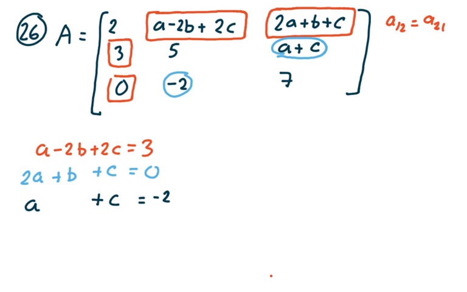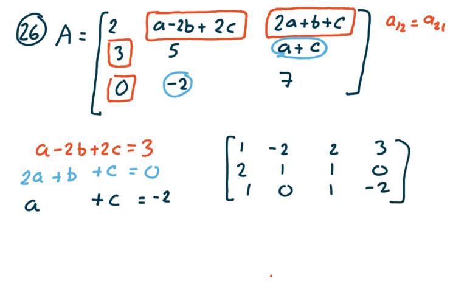Now, what I would do is set up the associated augmented matrix: 1, -2, 2, 3, 2, 1, 1, 0, 1, 0, 1, -2. That's what I would do. So over here, I'm going to repeat that: 1, -2, 2, 3.